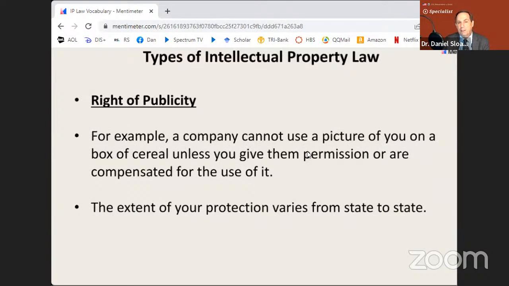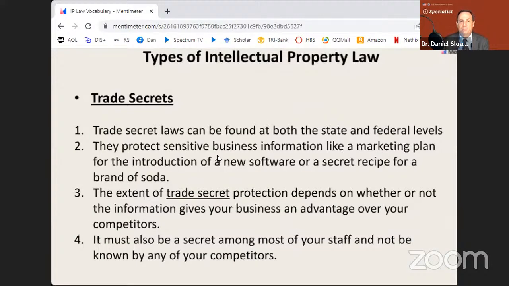For example, a company cannot use a picture of you on a cereal box unless you give the permission or are compensated for the use of it. The extent of your protection varies from state to state. Okay, in the United States, state laws have precedence.